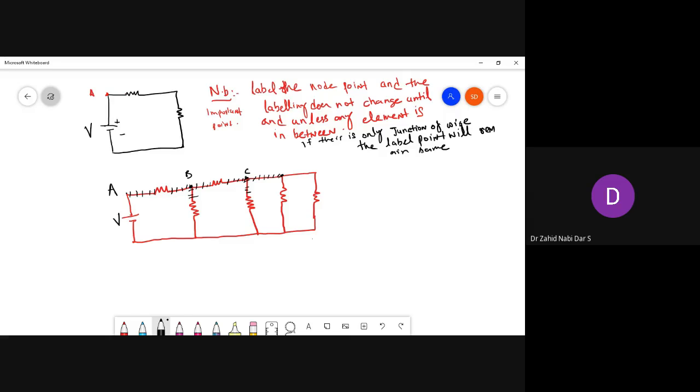So for that purpose, this is labeling. This will not change. C, there's again wire, so this point remains the same. Now you see over here, if I write this D, is there any element in between? No element. So this is D. Any element between? No element. D. So this whole point till here remains the same.